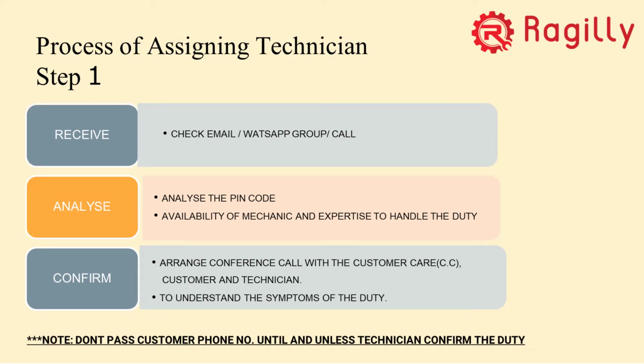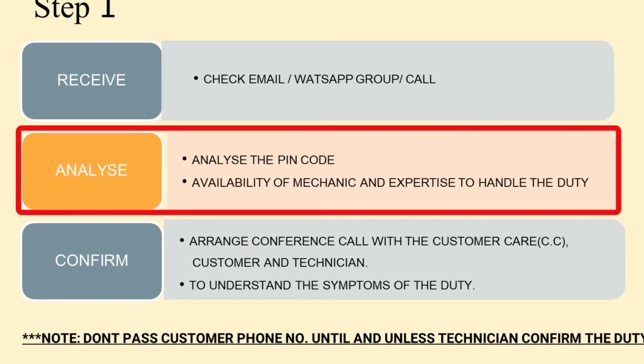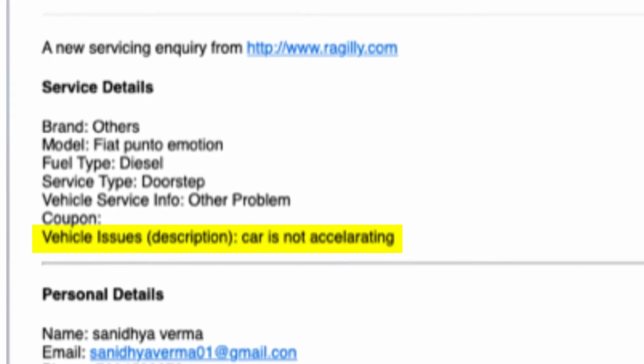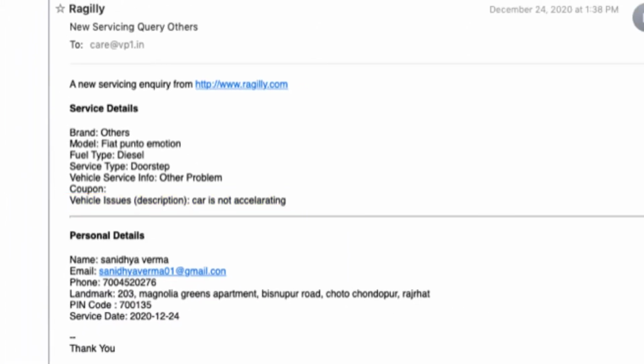So the first action is you have to analyze the pin codes which have been given, whether we really have an available mechanic on those particular pin codes, right? Also we need to check whether you have the expertise of the mechanic. For example, if the duty came like car is not accelerating, as we can see in the screenshot, this is how the duties are going to come. The description of the vehicle issue is given: the car is not accelerating.